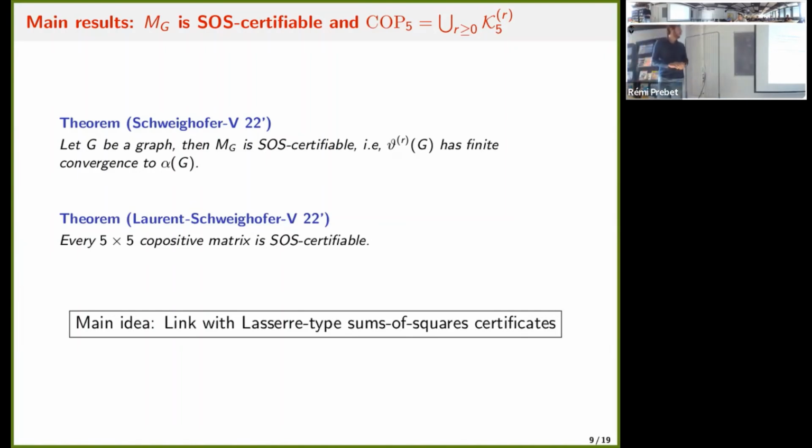And the main idea is using other sum of squares certificates for copositivity, based on Lasserre-type sum of squares certificates.